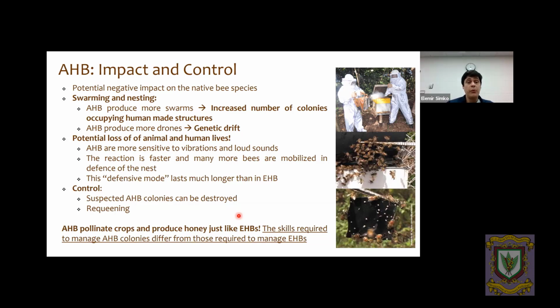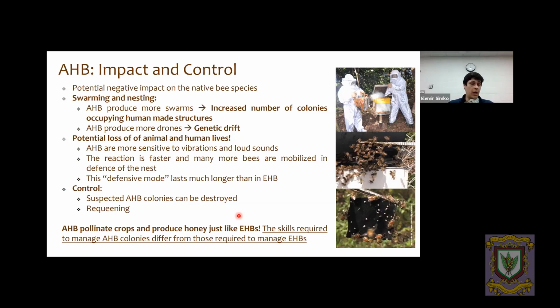Africanized honeybees also produce more drones, and their drones are better at mating with European honeybees. So this process can produce what we call genetic drift. The presence of Africanized bees in the area in a short period of time can lead to more and more bees presenting characteristics of Africanized honeybees.